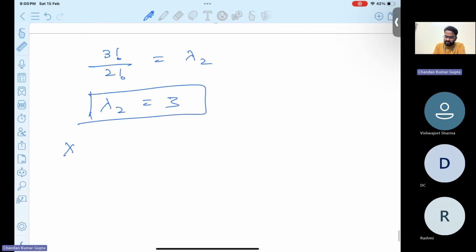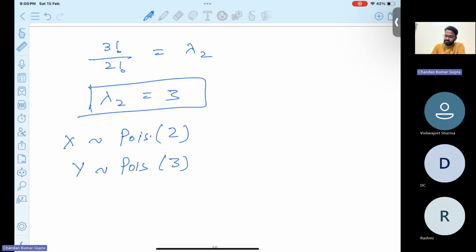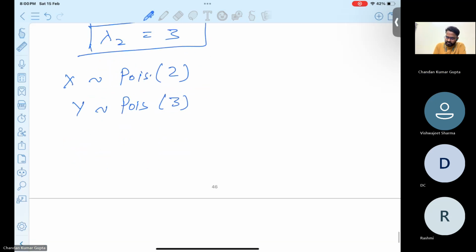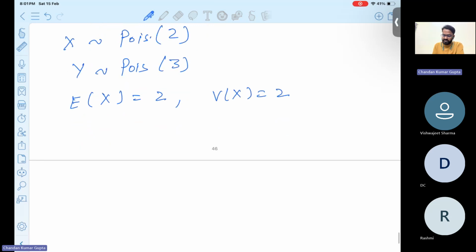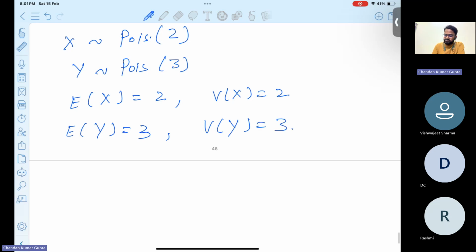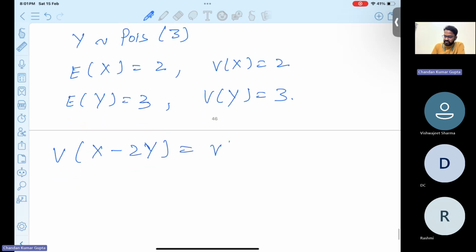So now we have the distributions: X follows Poisson 2 and Y follows Poisson 3. Since X follows Poisson 2, expectation of X equals 2, which is lambda itself, and variance of X equals 2 as well, because for the Poisson distribution, mean and variance are the same. Expectation of Y equals 3 and variance of Y also equals 3. Now we need to calculate the variance of X minus 2Y. Since X and Y are independent, the covariance term is 0.